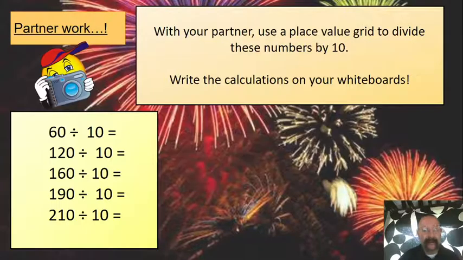Okay. So with your partner, or if you're at home, with an adult possibly, use a place value grid to divide these numbers by 10. You can write your calculations on a piece of paper like we did in class yesterday. You could draw your own grid and just have a quick go at doing those. You can pause the video now.